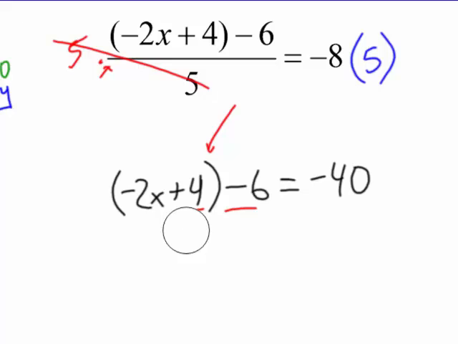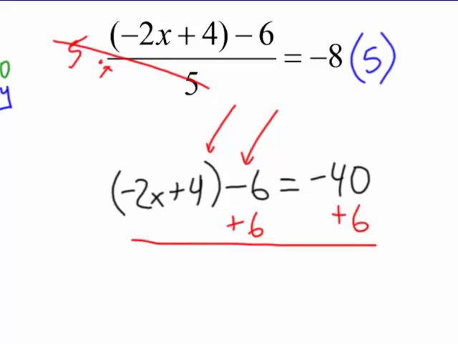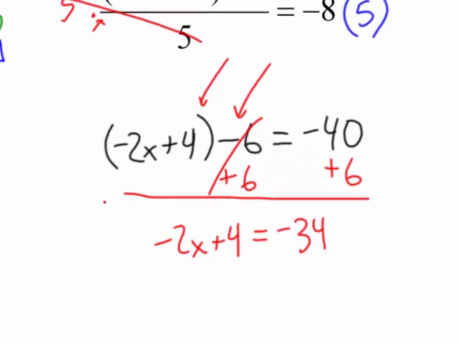Or another thing is I could just get rid of this minus 6 right away. Well, how do I get rid of a subtract 6? Yeah, do the inverse. Add 6. Whatever I do to one side, I've got to do to the other. So those cancel. So now you're left with your negative 2x plus 4. You don't need your parentheses anymore. And negative 40 plus 6 is negative 34. And then we work through.